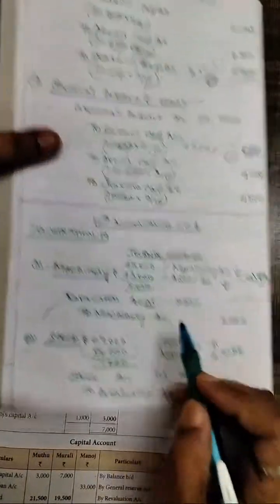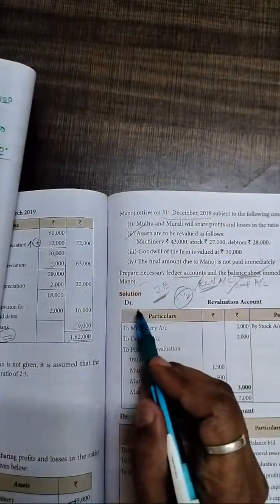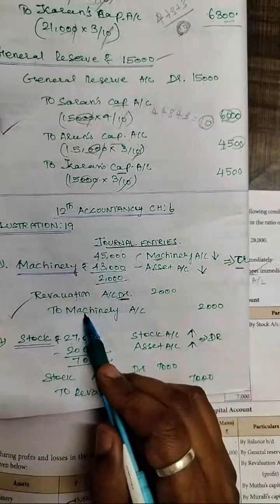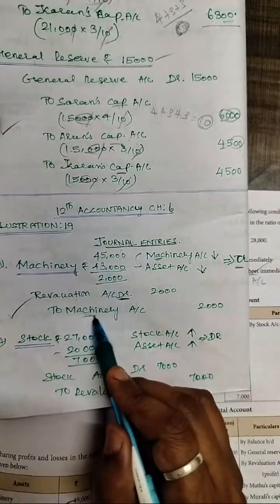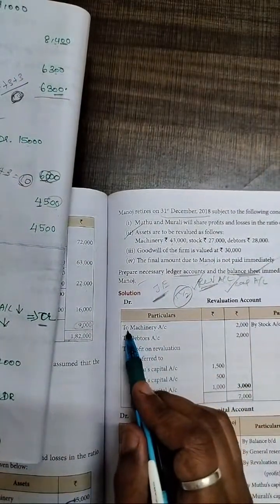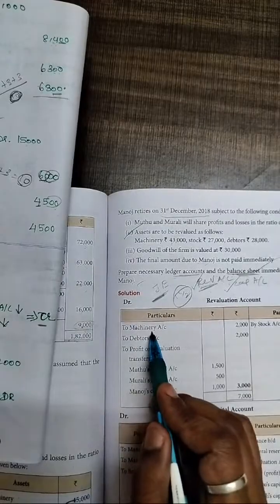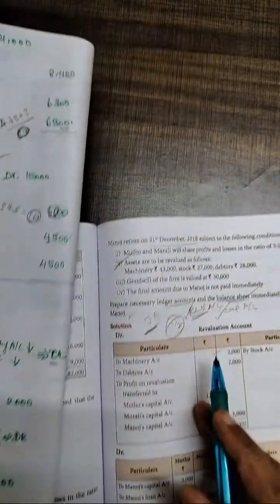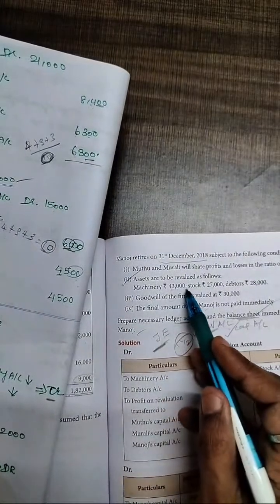So what you have to do? You go to the debit side of the revaluation account and enter the opposite account. Which is the opposite account from the revaluation account? Machinery account is the opposite account. So you go to the debit side of the revaluation account and enter the machinery account, 2,000 rupees entered. Okay, let's come to the next adjustment.